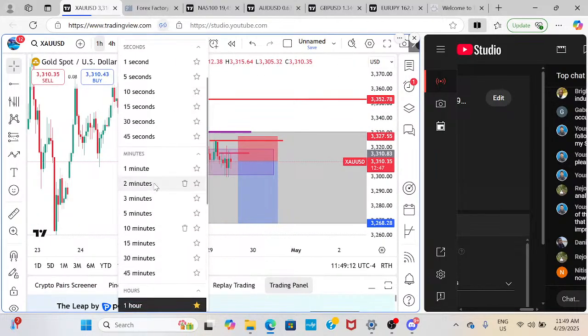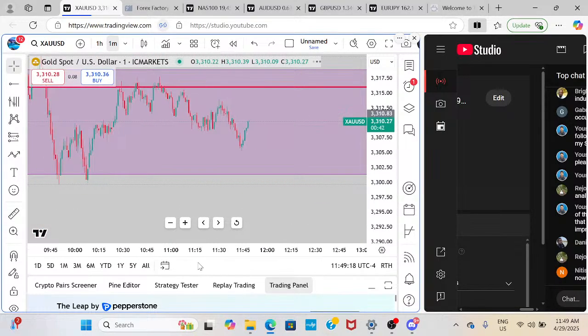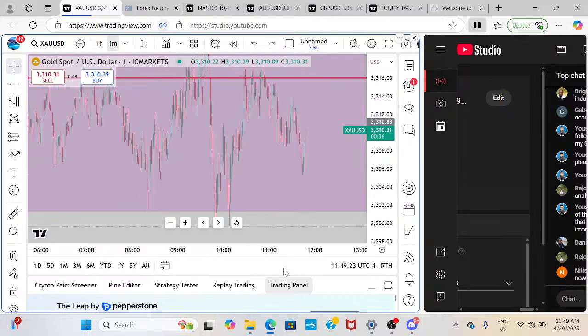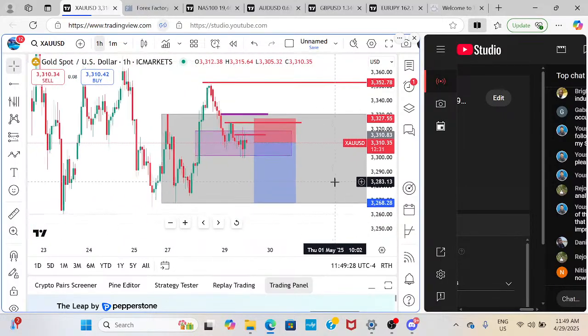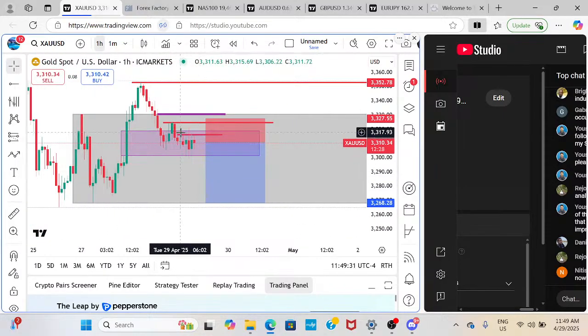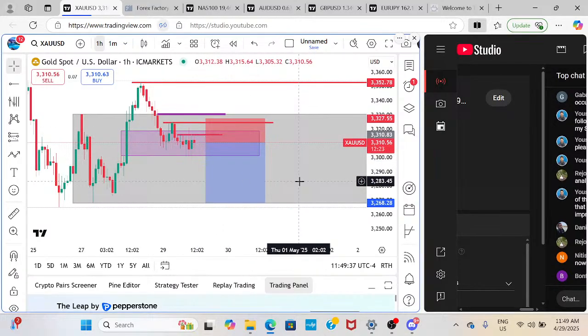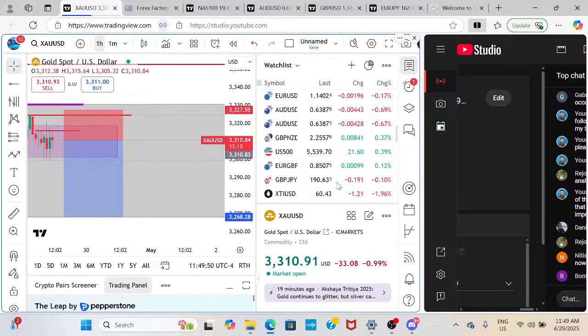Let's see. Yeah, as predicted, the price of gold is slowly selling. Okay, the market is not really moving that fast right now. It's a little bit slow, but yeah, it's slowly selling. So that is still valid. Okay, the sell is still valid, so I'm going to keep holding the sell. Okay, so I think that's it.